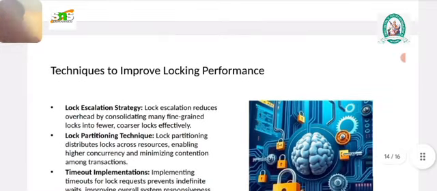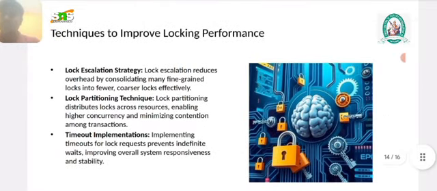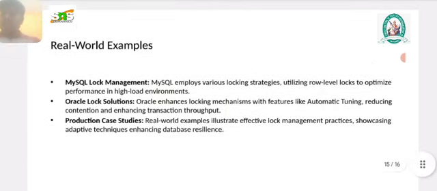Next are the techniques to improve locking performance: acceleration strategy, partitioning techniques, and timeout implementation. Those are the techniques to improve locking performance. And real world examples: MySQL lock management and Oracle lock solutions and protection, some of the case studies.